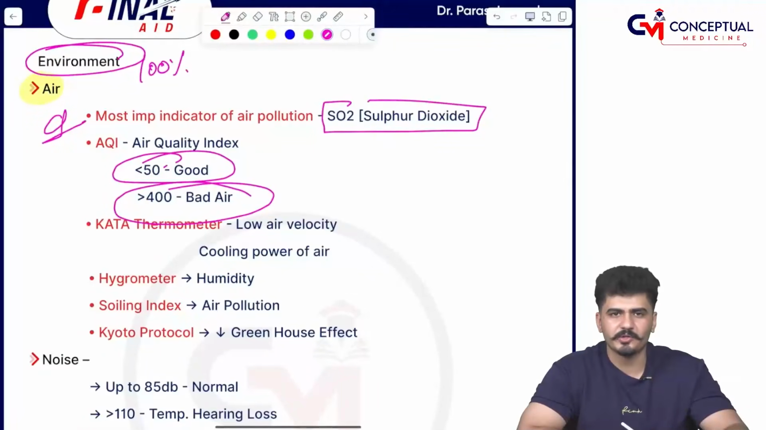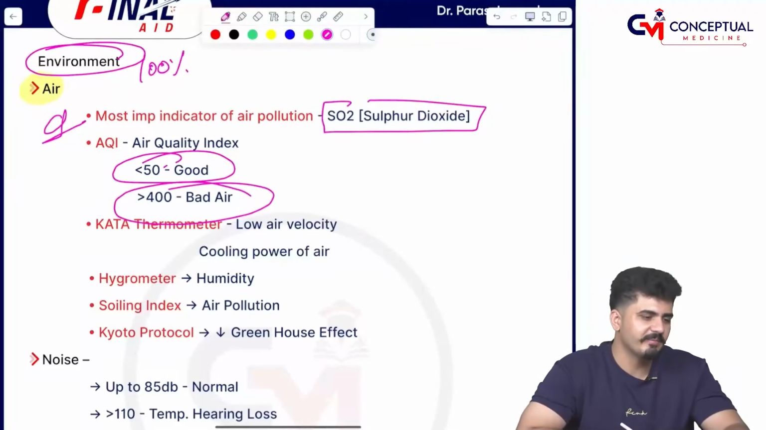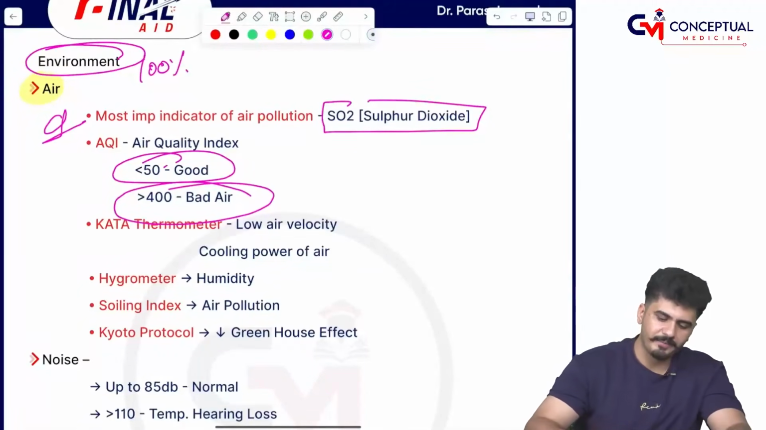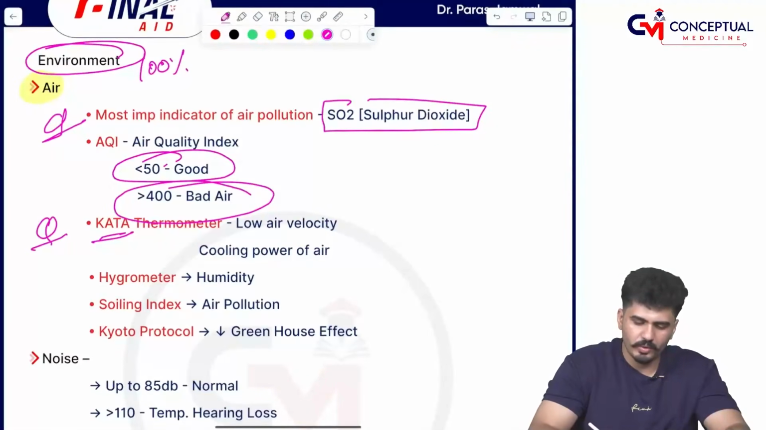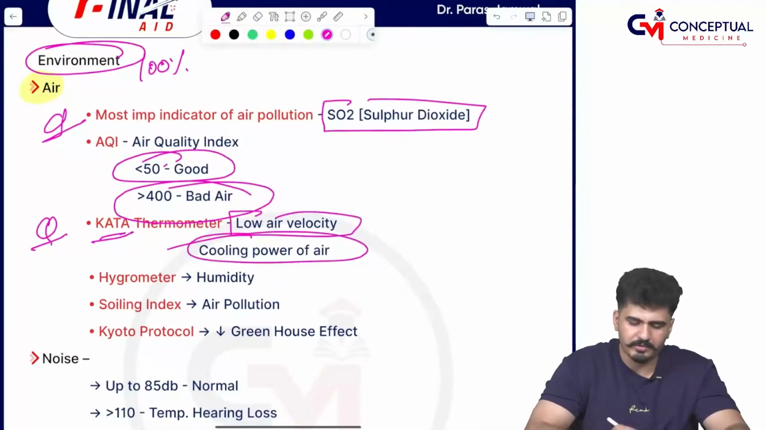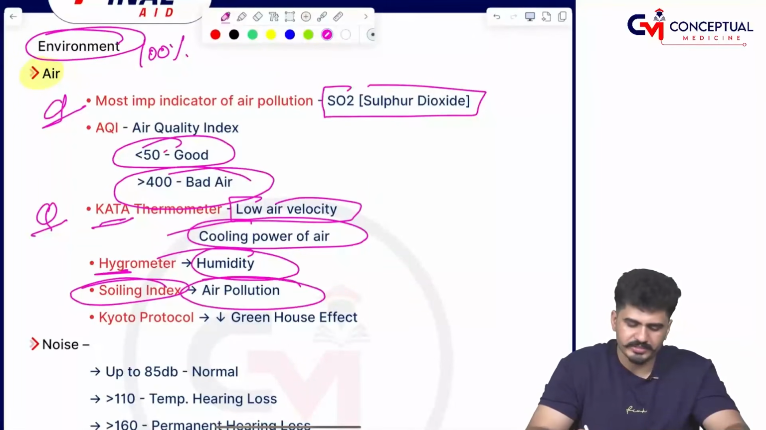So your paper is going to be made from Delhi. Delhi is having very poor AQI. So remember environment chapter se question aane wala hai. Now next is kata thermometer. It will be measuring what, low air velocity and cooling power of the air. Hygrometer, H for H, humidity. Soiling index, air pollution check करेगा.